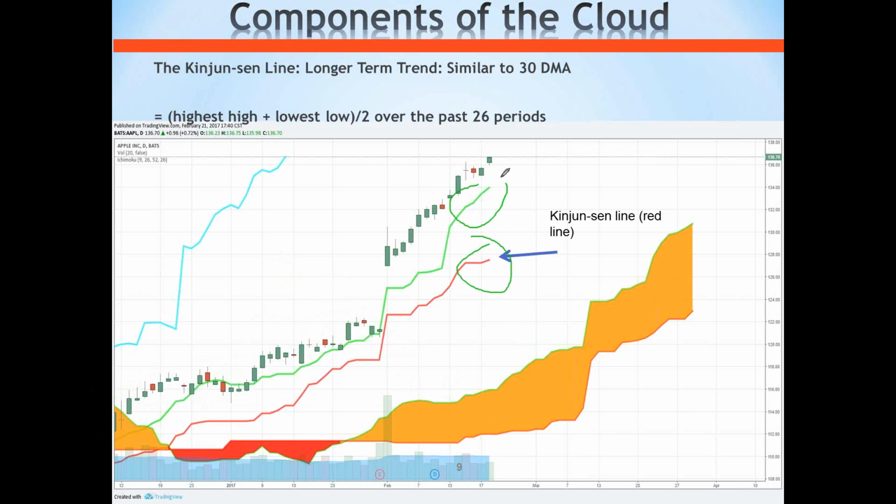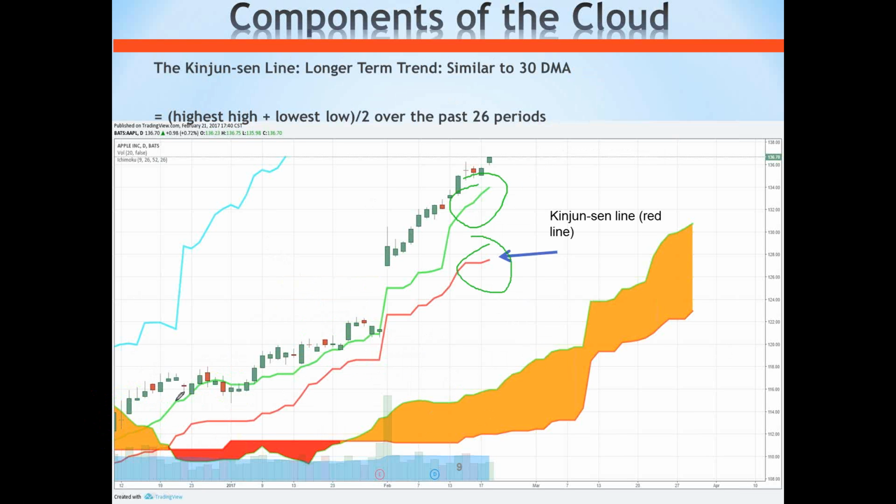When we're looking at this particular setup, if the 9 is above the 26, what does that tell us about the strength of trend right now? Is that a stronger setup? Is that a weaker setup? What do you guys think? Yeah, it's stronger, right?